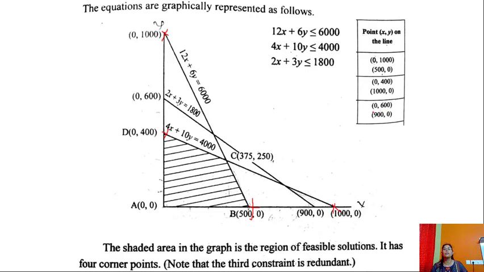And the last is x is 0 and y is 600. So on the y-axis we have 600 here. And this is x is 900 and y is 0, so on the x-axis we have 900. So this is the point. Now we have to join these two points together, and we get the straight line.